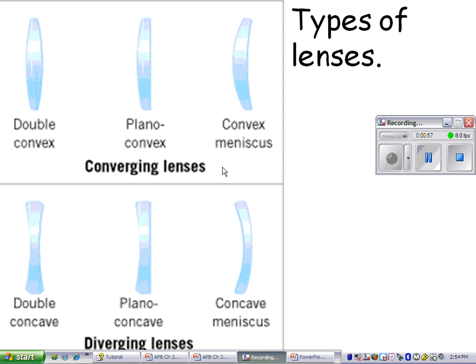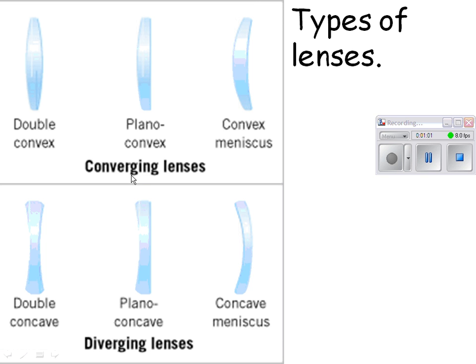Our types of lenses are converging lenses and diverging lenses. You'll notice that the converging lenses are all thicker in the middle and thinner on the edges. If you look at a diverging lens, they're thinner in the middle and thicker on the edges. Now there are different kinds of converging and diverging lenses, but all converging lenses are thicker in the middle and all diverging lenses are thinner in the middle.